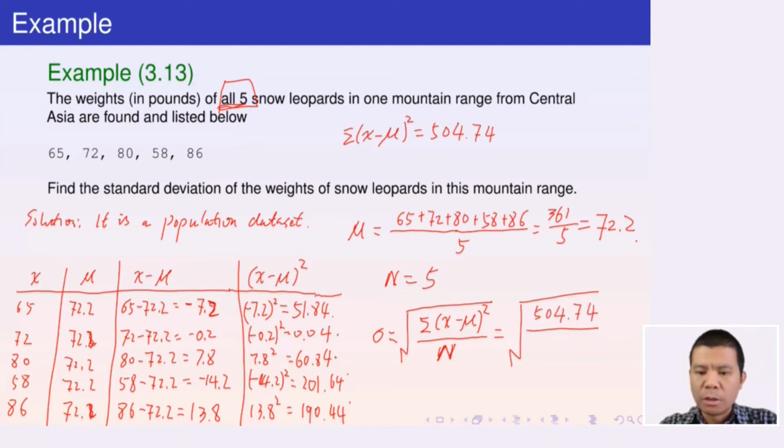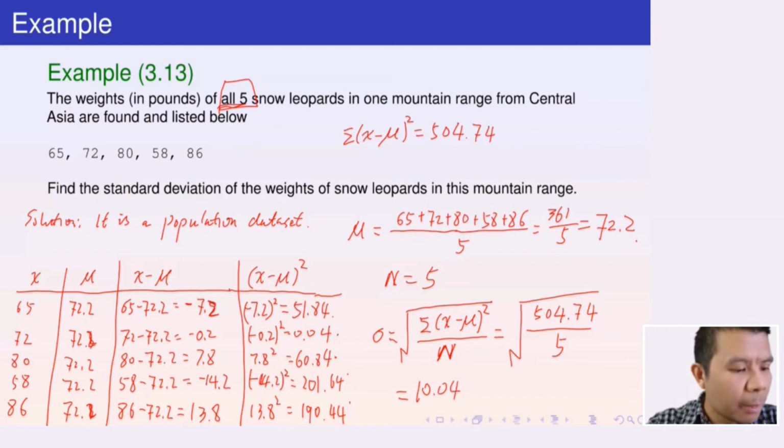Okay, so once you've got the sum of the squares, then you can put 504.74 over 5, right, over 5. So this one equals what? Divide by 5 and take the square root. Okay, so I got 10.0475.